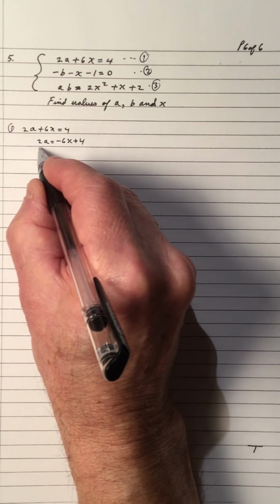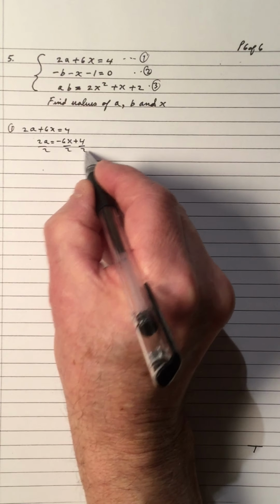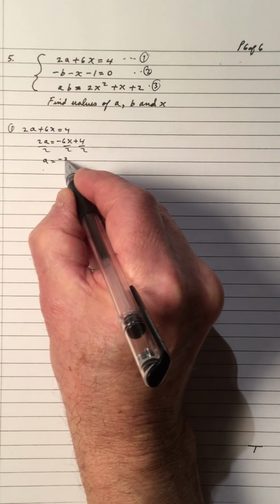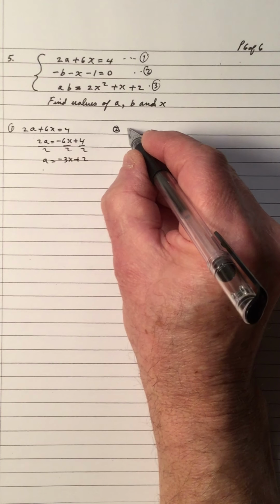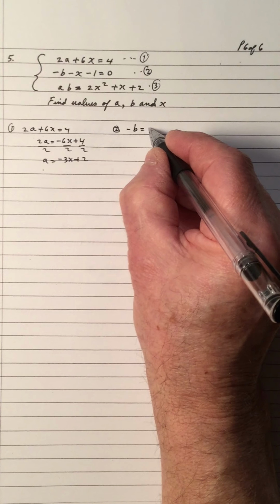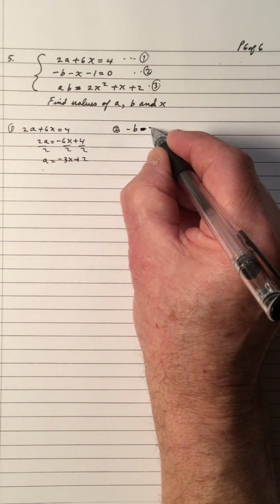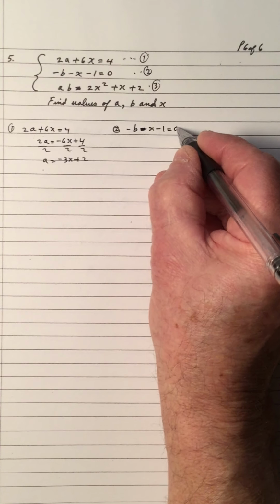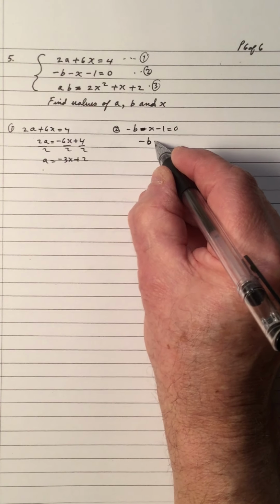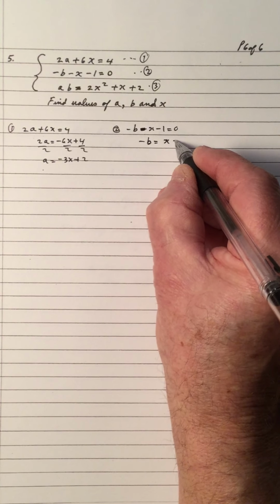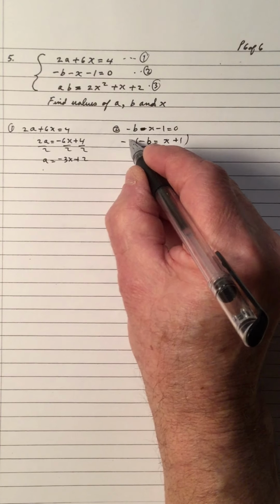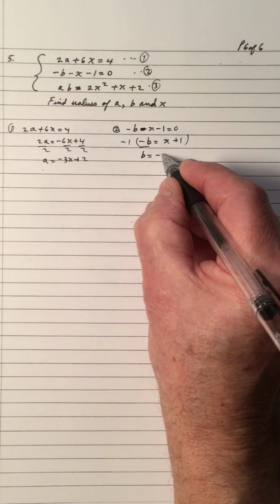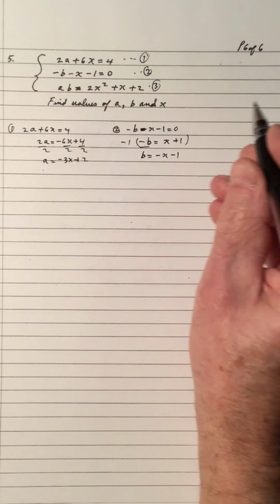Move the x over and divide by 2. So a equals negative 3x plus 2. Let's take equation 2: negative b minus x minus 1 equals 0. We're going to solve for b, so move the x's over and multiply by negative 1, so b equals negative x minus 1.